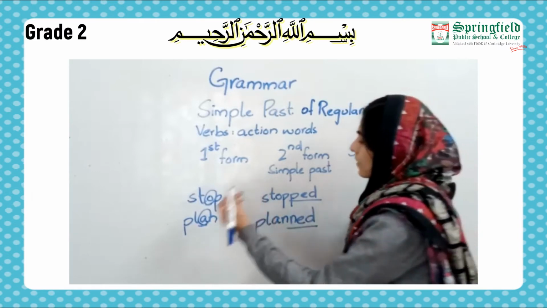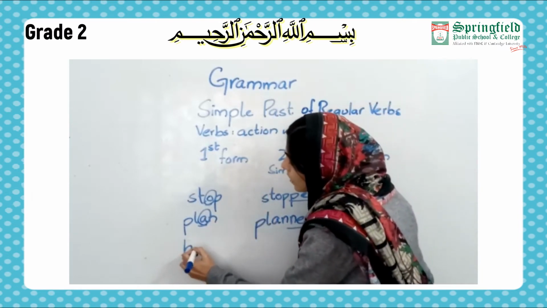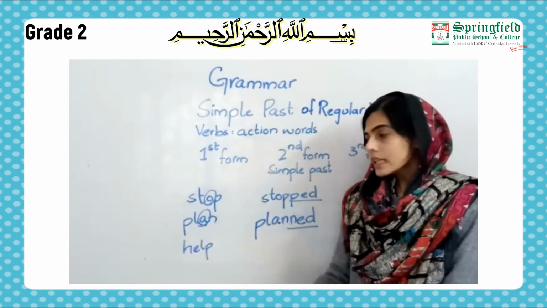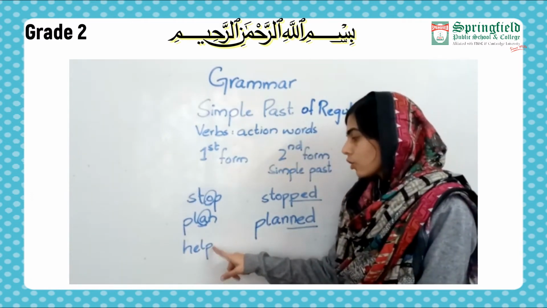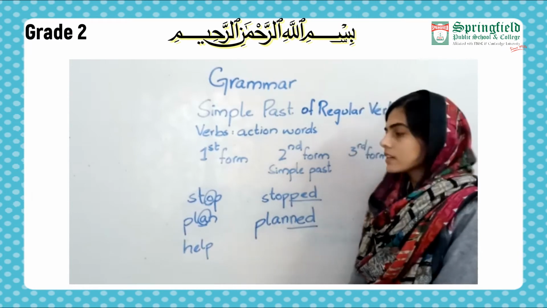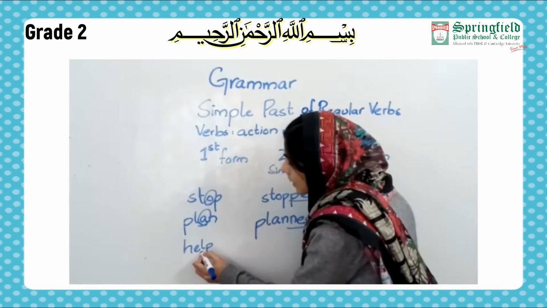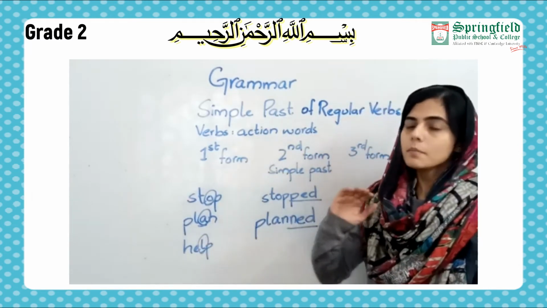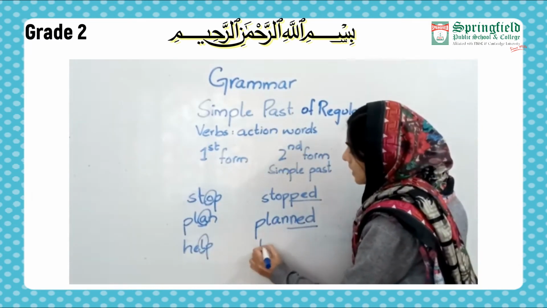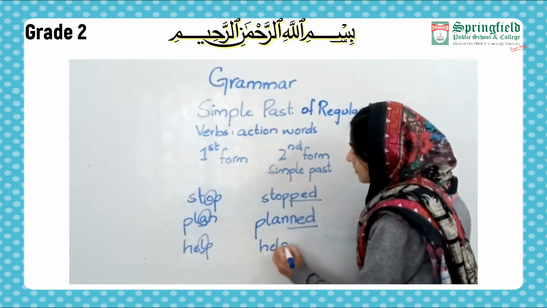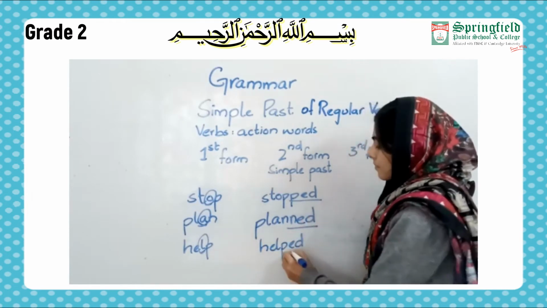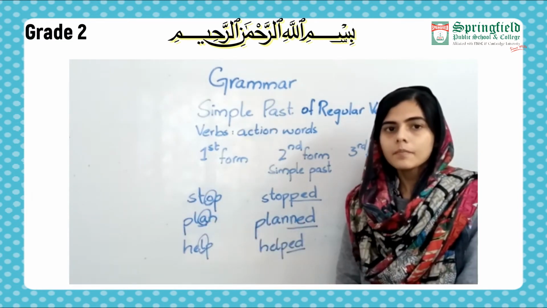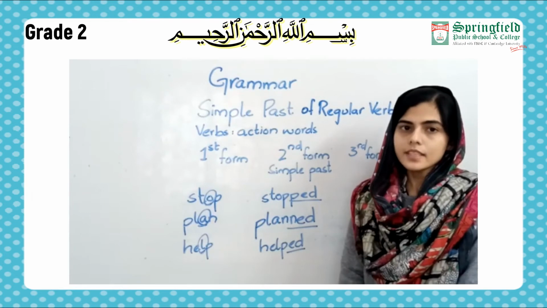Now let's take another example of the verb help. So, we can see this is a verb and it is ending on a consonant. Let's check our second last letter. It is also a consonant. So we will apply the normal basic rule, that is base plus ed. I hope this concept is clear. Now let's take another example.